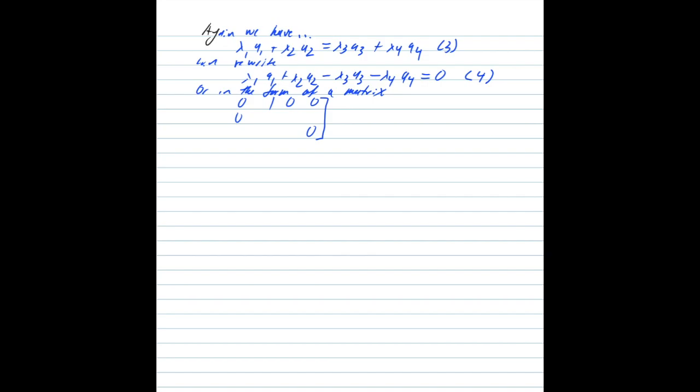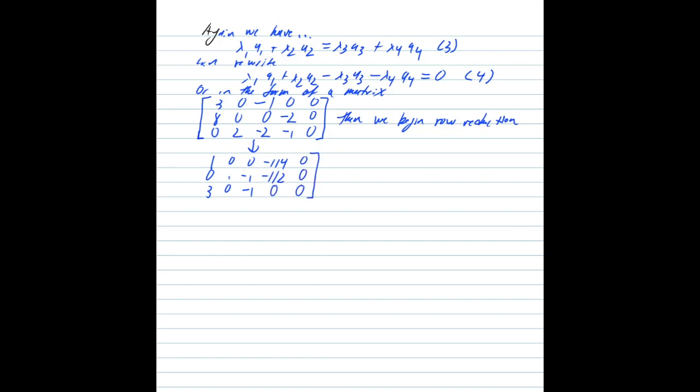Okay, and then from equation 3, we can rewrite it so that we have a 0 on the right side. We have x1 a1 plus x2 a2 minus x3 a3 minus x4 a4 is equal to 0. Or we can put it in the form of an augmented matrix, and we have for the first row 3, 0, negative 1, 0, 0. Second row 8, 0, 0, negative 2, 0. Third row 0, 2, negative 2, negative 1, 0.